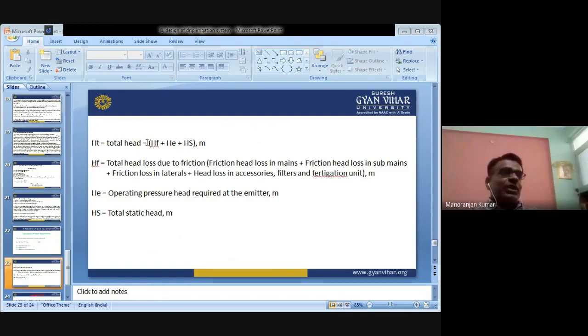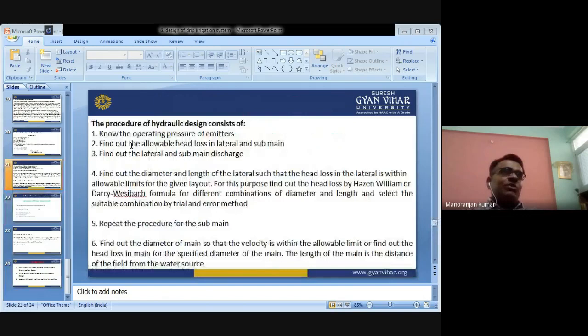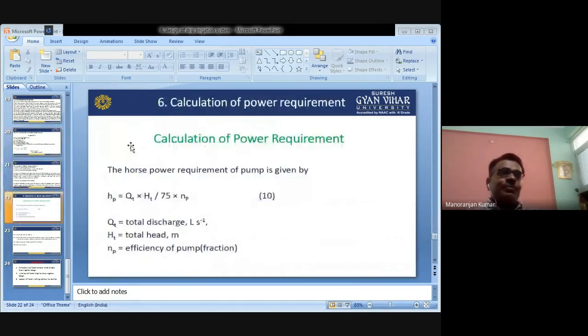So all these things you can add and you will get the total head. Okay. So this is all about the design of this drip irrigation system.